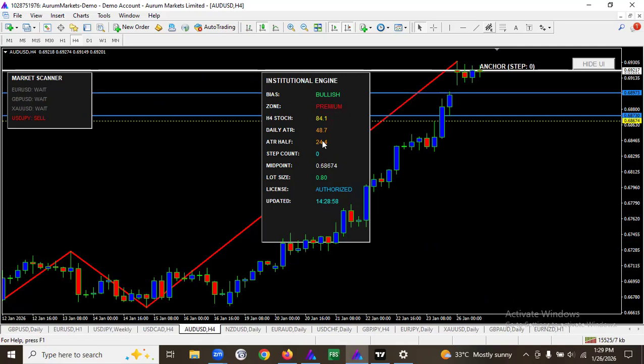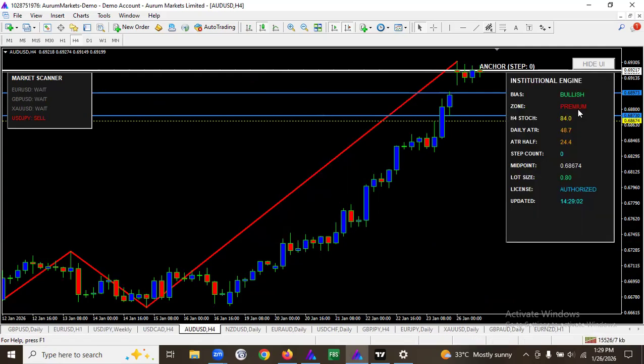Australian dollar USD, price is at premium. We cannot buy at premium. Bias is bullish, so we need to wait for this bias to change to bearish before we sell. Once the daily candle closes bearish, we should be looking for opportunity to sell because price is at premium.